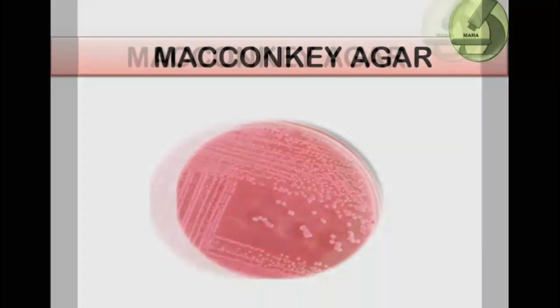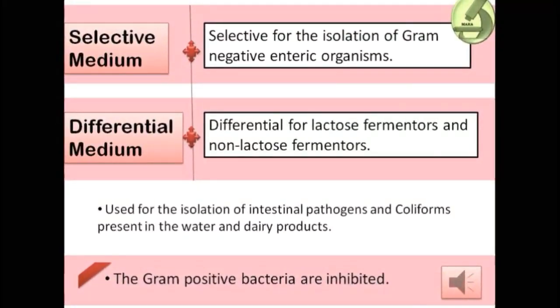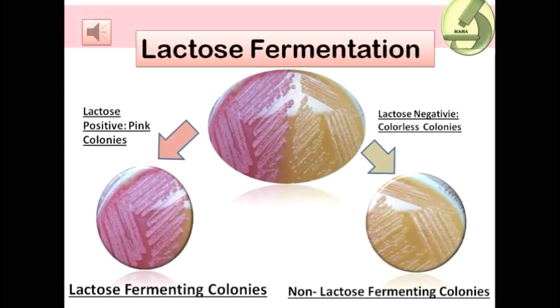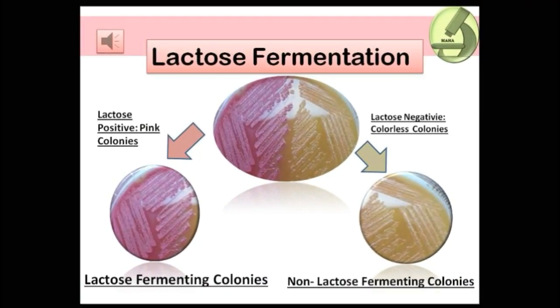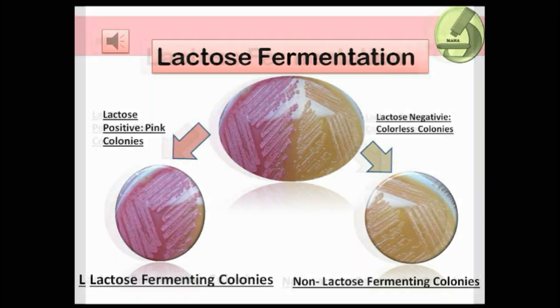MacConkey agar. MacConkey agar is a selective medium for the isolation of gram-negative organisms. Gram-positive bacteria are inhibited by bile salts and crystal violet. The lactose fermentation is detected by the pH indicator phenol red, which turns pink in acidic pH.